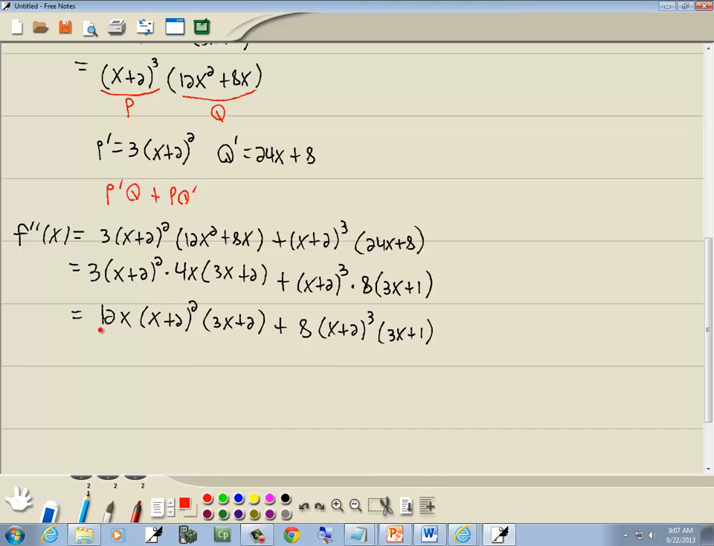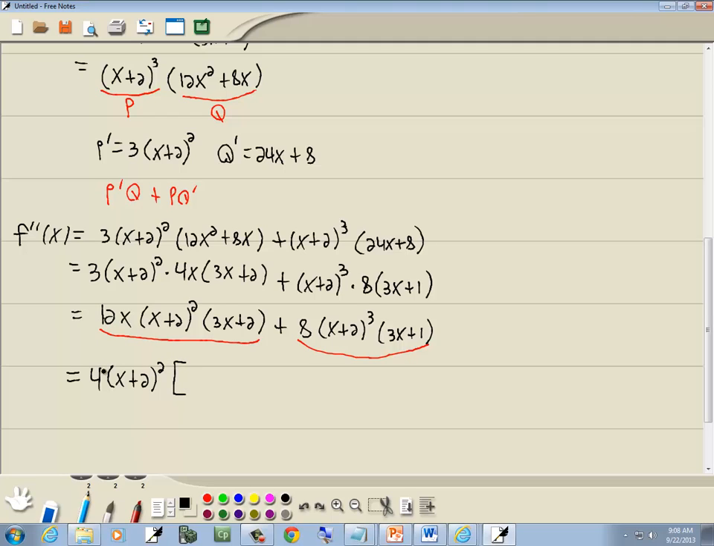Okay. Now this is considered one group, and this is considered one group. If I look at the two groups, the reason why they're groups, again, is everything's multiplied together. 12 times x plus 2 squared times 3x plus 2. And over here we've got 8 times x plus 2 to the third times 3x plus 1. If we look at the numbers first, 12 and 8, both divisible by 4. That's the GCF. Here we've got an x, but this doesn't have x to a power. Now here we've got x plus 2 squared. Here we've got x plus 2 to the third. You always factor out the one with the smallest exponent. So we'll factor out x plus 2 squared.